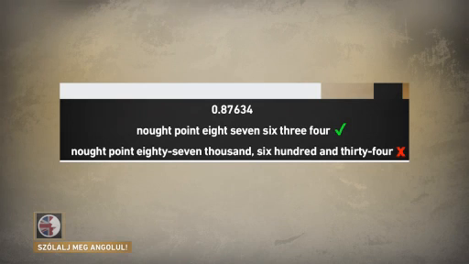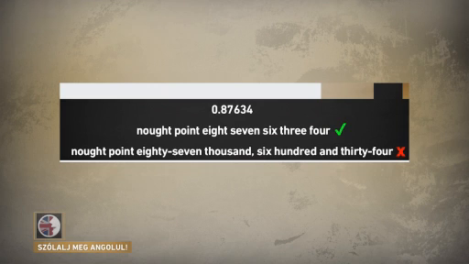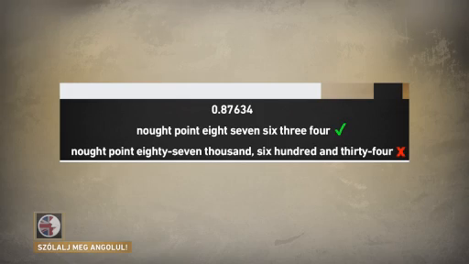If we're talking about a decimal fraction, or if we're talking about numbers after a decimal point, we always say the numbers after a decimal point as separate numbers. It's 0.87634, not 0.87 thousand 634. And we say 3.56 billion euros, not 3.56 billion euros.